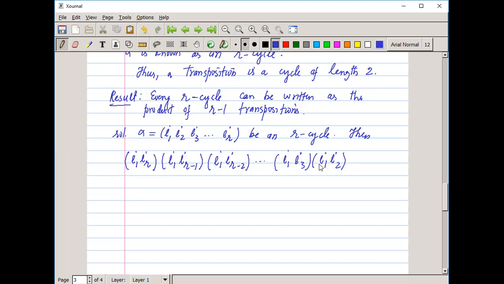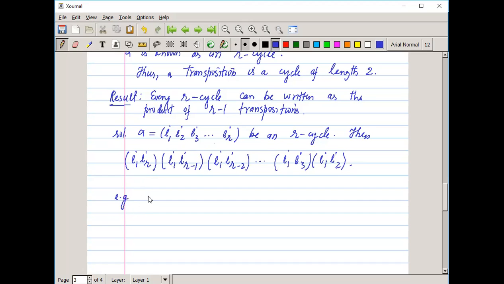So let's try to compute the images of these elements. We can see here that I1 goes to I2. Now here I2 remains fixed, so there is no I2 appearing in these permutations. Therefore, finally, under this product, I1 goes to I2. Now let's evaluate the image of I2. Here I2 goes to I1, and then I1 goes to I3, and I3 will not appear after that. Therefore, I2 goes to I3. So we can easily check that the product of these transpositions is the R cycle alpha.